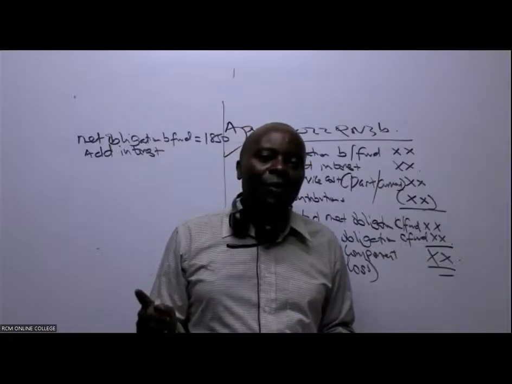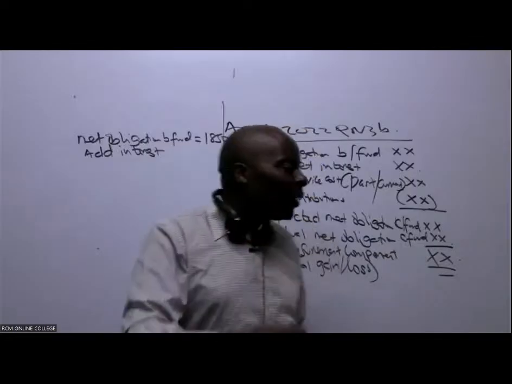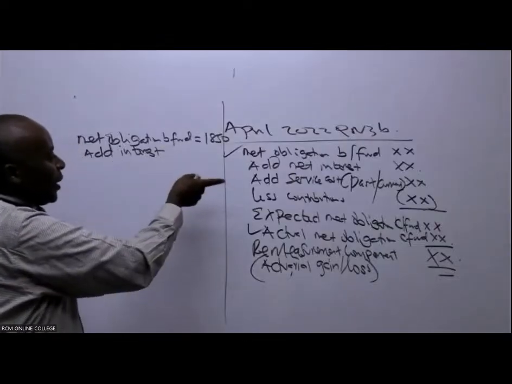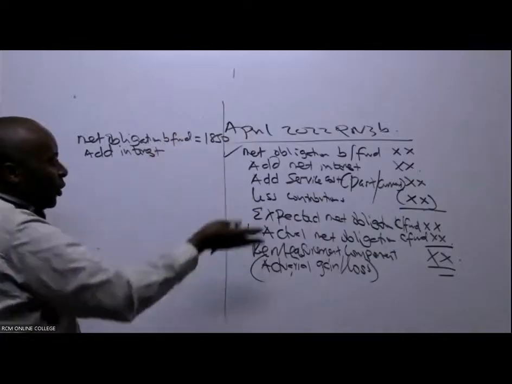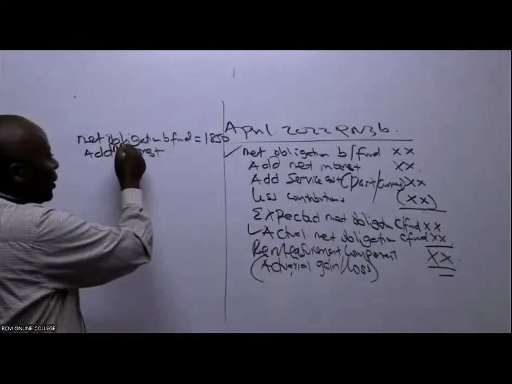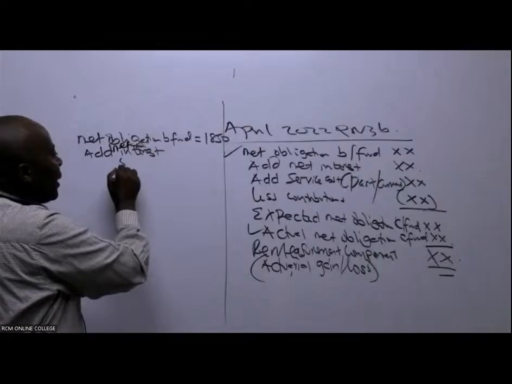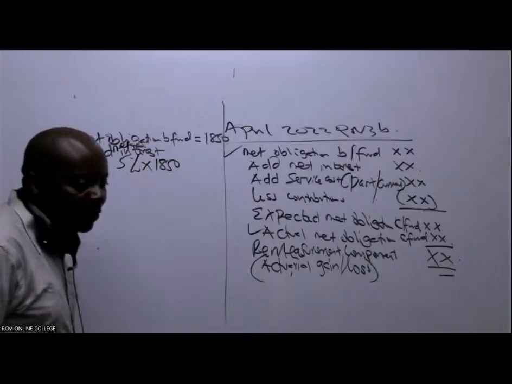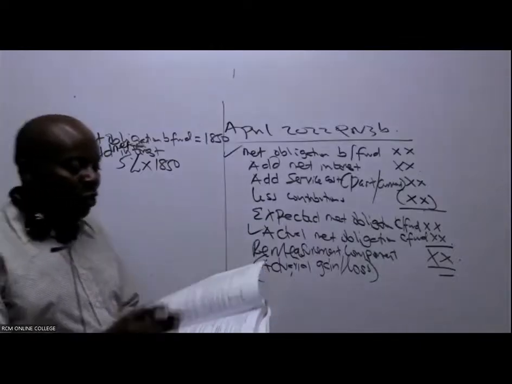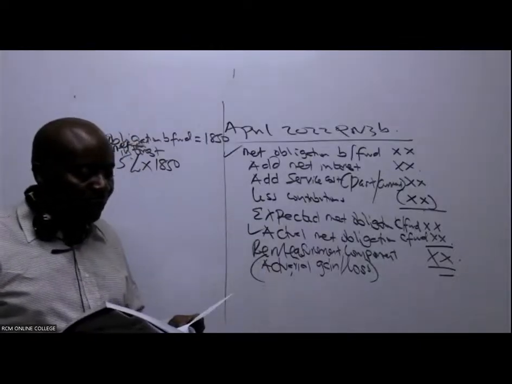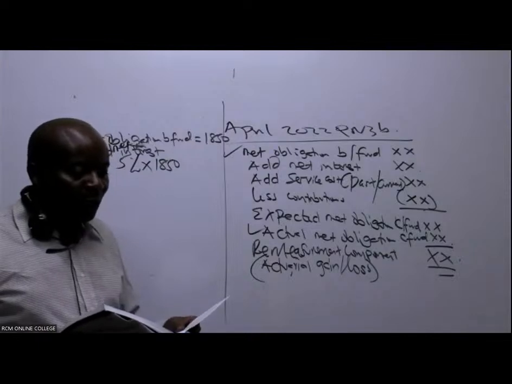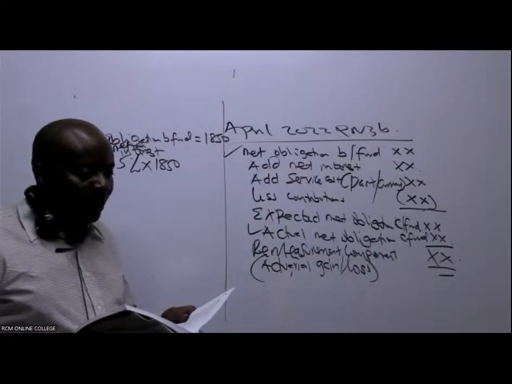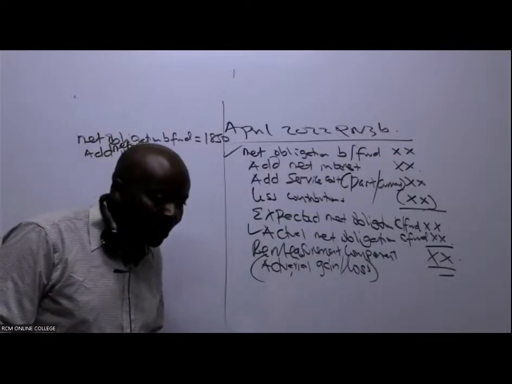Listen to me very well, ladies and gentlemen. Whenever we talk of net interest, it's because we're going to earn interest from our assets and pay interest because of our liabilities. So add net interest. They have given us the percentage: 5% of this 1850. So this will give me what figure, ladies and gentlemen?